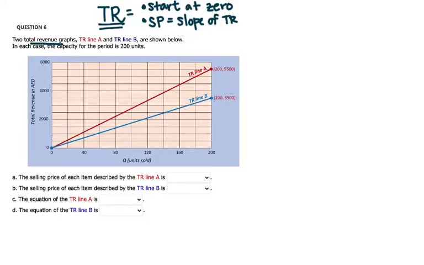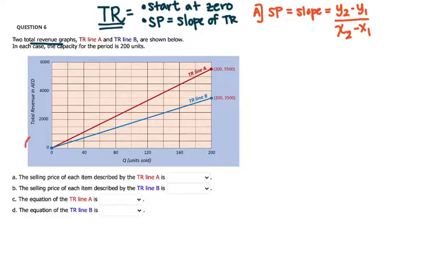Now, why are there two? Well, in a store, maybe I'm selling two different items. I'm selling this red item, and then I'm selling this blue item, and they have different selling prices. So the first question is, find the selling price of item A. The selling price is just the slope. The slope you calculate using the endpoints. You do y2 minus y1 divided by x2 minus x1.